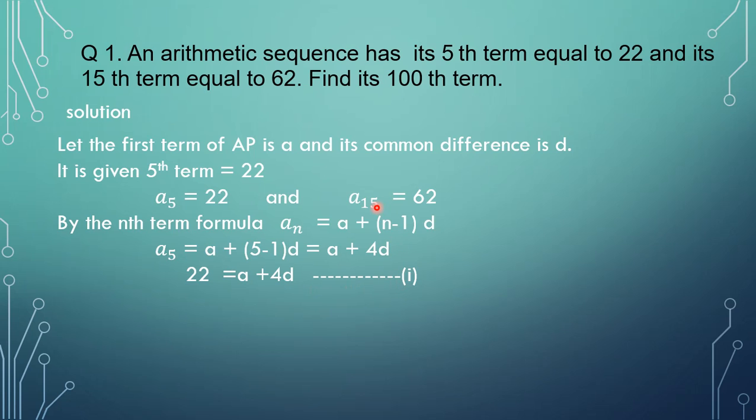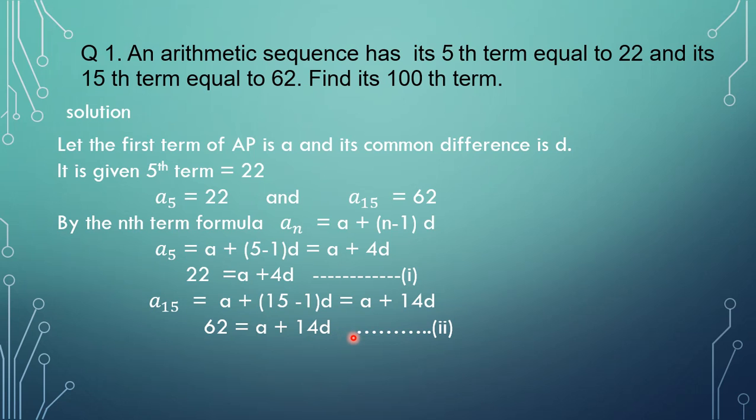Now let's start for A15. So A15 is equal to A plus 15 minus 1 into D. So 15 minus 1 is 14. So equal to A plus 14D. As it is given, A15 is equal to 62. So 62 is equal to A plus 14D. Here this is the second equation.